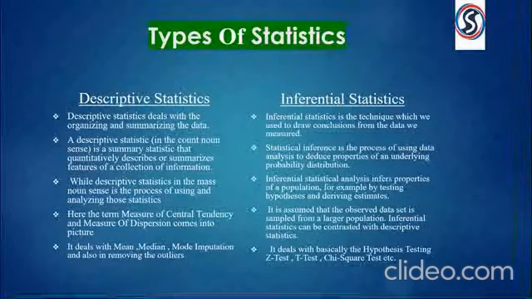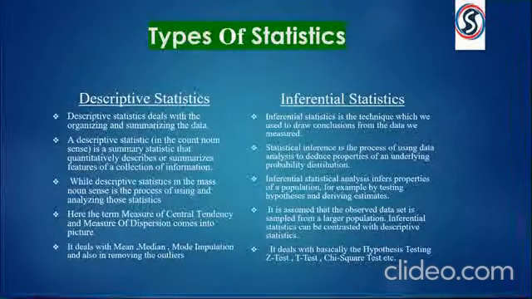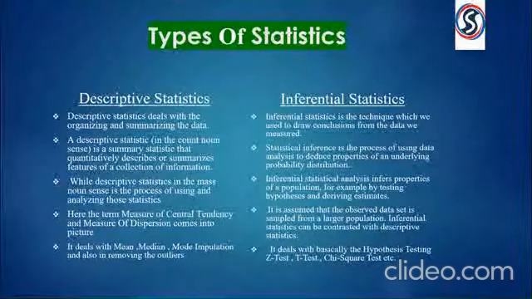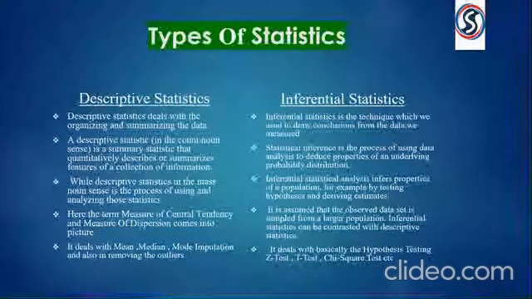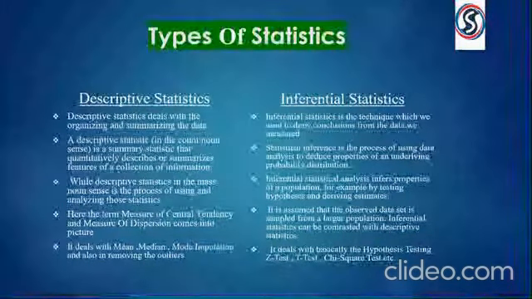So basically in descriptive stats we are going to compute the mean, the median, the mode imputation on the data, right? So these all come under descriptive statistics. And coming to inferential stats, what is happening in inferential stats? The data that we have already organized and measured in the descriptive statistics.